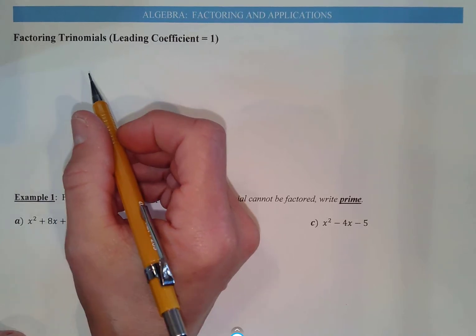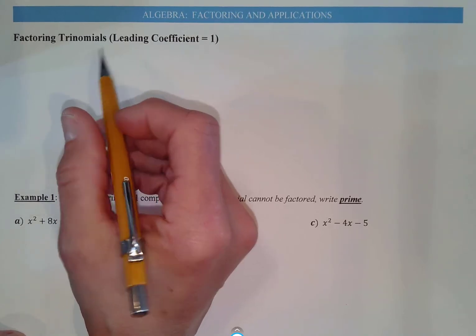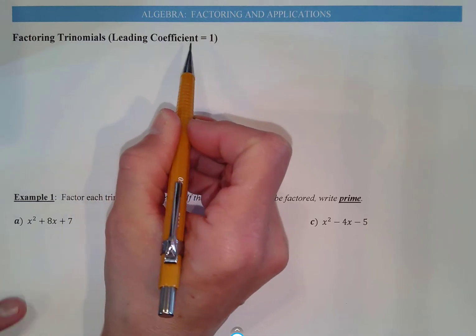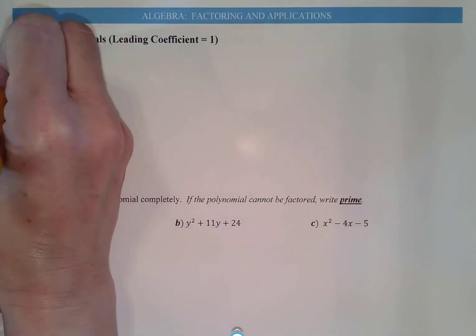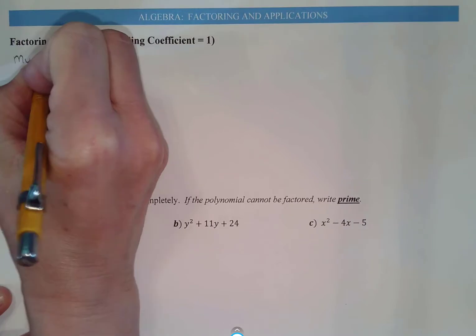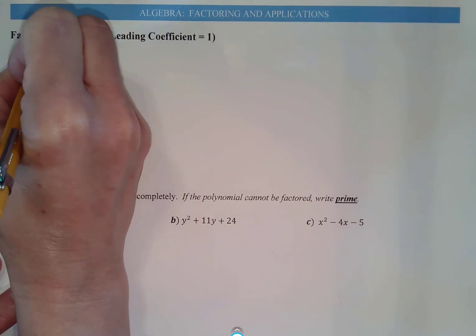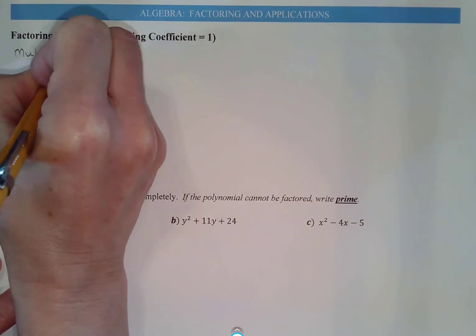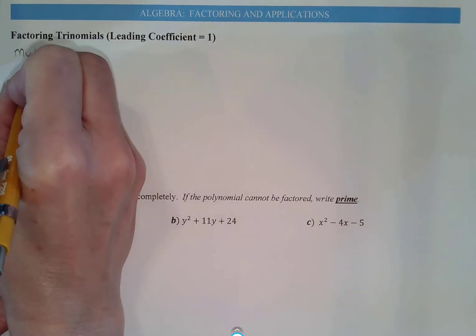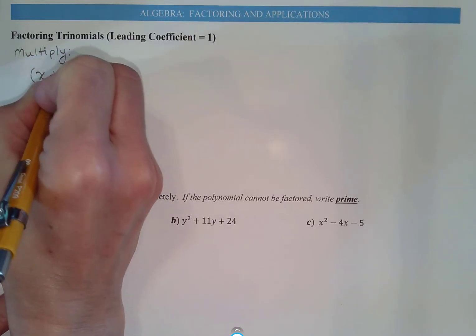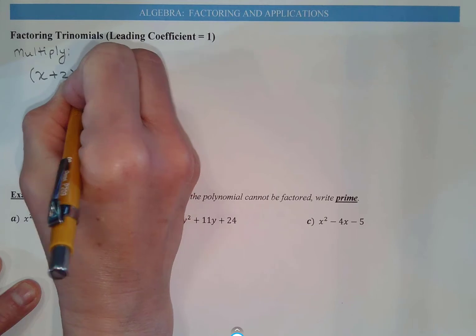Hello students, in this video we will factor trinomials that have a leading coefficient 1. Now let's start by multiplying some binomials. For example, x plus 2 times x plus 3.